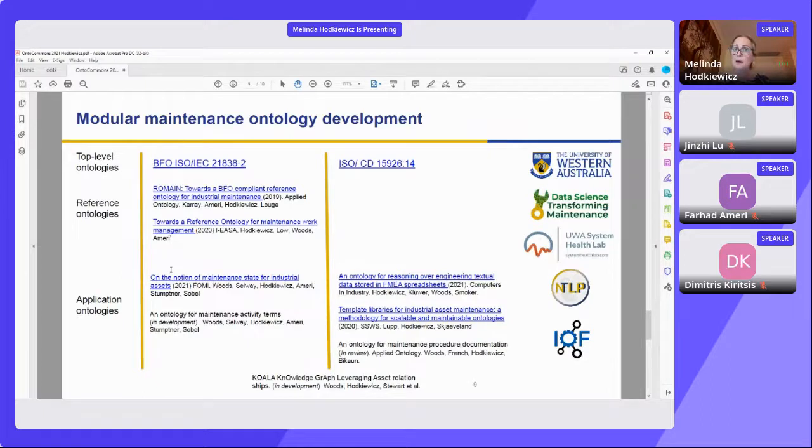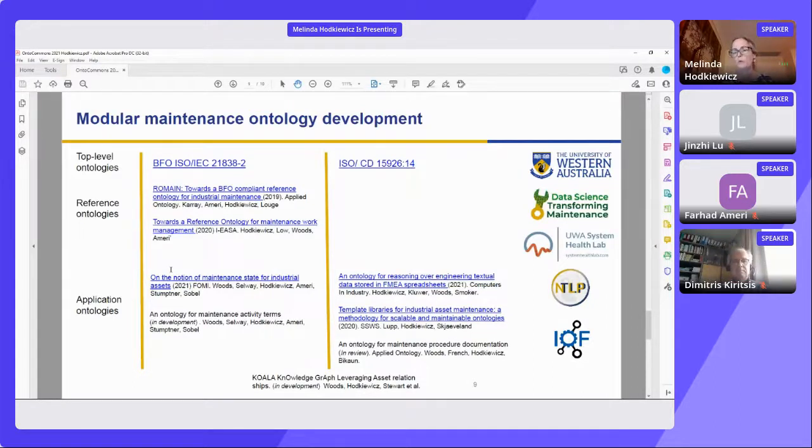So in our group, we work with two top-level ontologies. We work with the Industrial Ontology Foundry using BFO, but we also work with the Norwegians to use their work on ISO 15926 Part 14. Along with my colleague here, Farhad, we've developed an initial reference ontology, which was done back in 2019, and another update of that in 2020 that was published last year. And we're starting to do these application ontologies.